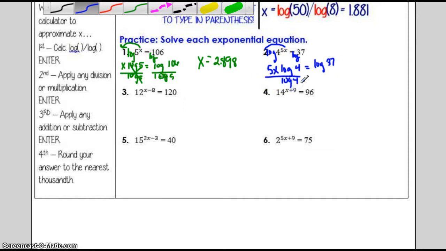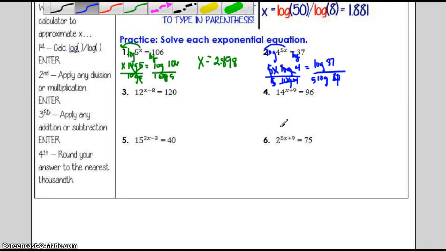Now the other thing, and you can do this as the second step, or you could do it along with it, is we want just x. So what else do we need to divide by? We also need to divide by 5. So if you want to do that all in one step, you can go ahead and do that. Oops, and that should be log 4, not 37. There we go. Divide both sides by log 4 and 5.